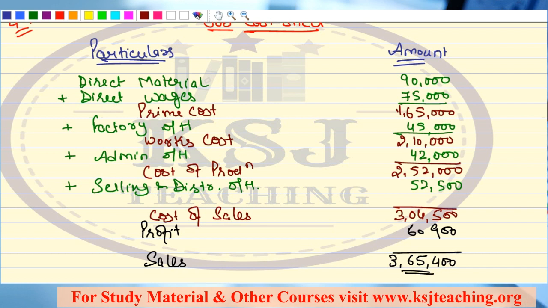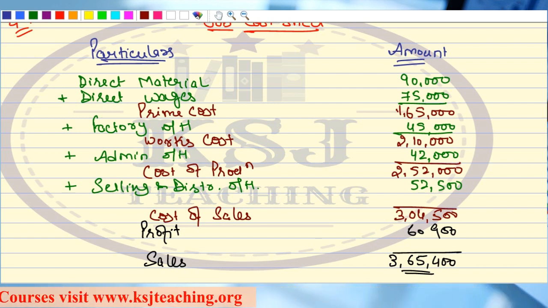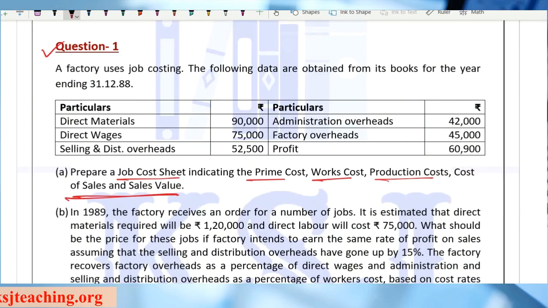Now, this is a very simple question. What we have done is, we have simply prepared a cost sheet, nothing else, right? From the information that is given in the question. So first part is done. Simple.